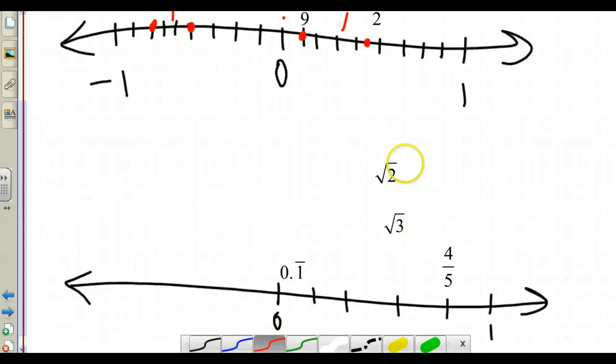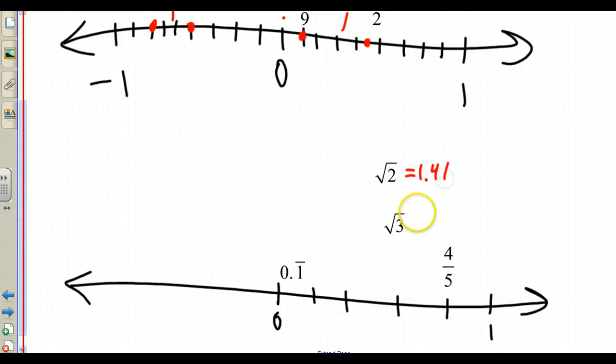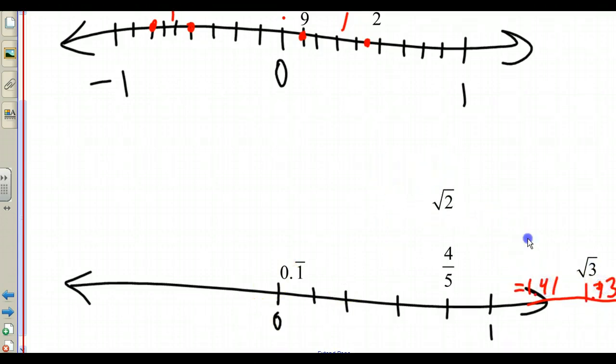So 1.41 and 1.73. I didn't go far enough over here. 2 is somewhere over here. But what I do know is the order now. This square root of 3 would be somewhere over here. Somewhere over here would be square root of 2. And so I definitely now have them in order. And so graphing them on a number line can definitely help you, give you a good estimate.